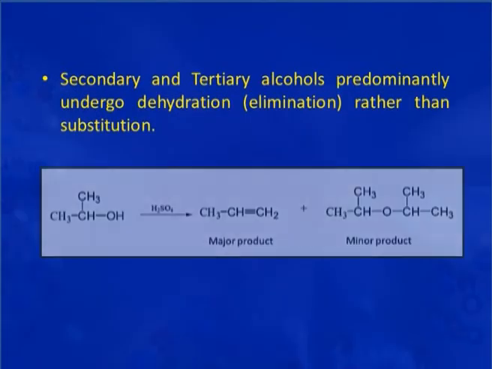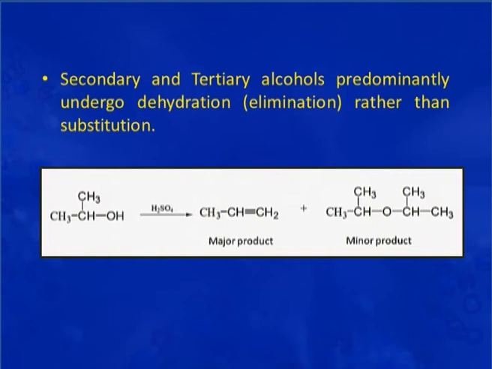The question arises why? First of all, we will see what happens here. We are starting here with isopropanol. When it is treated with sulfuric acid, there is formation of propene along with this diisopropyl ether. The diisopropyl ether is produced from isopropanol by substitution reaction, whereas propene is produced by the elimination reaction. And as shown here, you can see that elimination product is the major product.